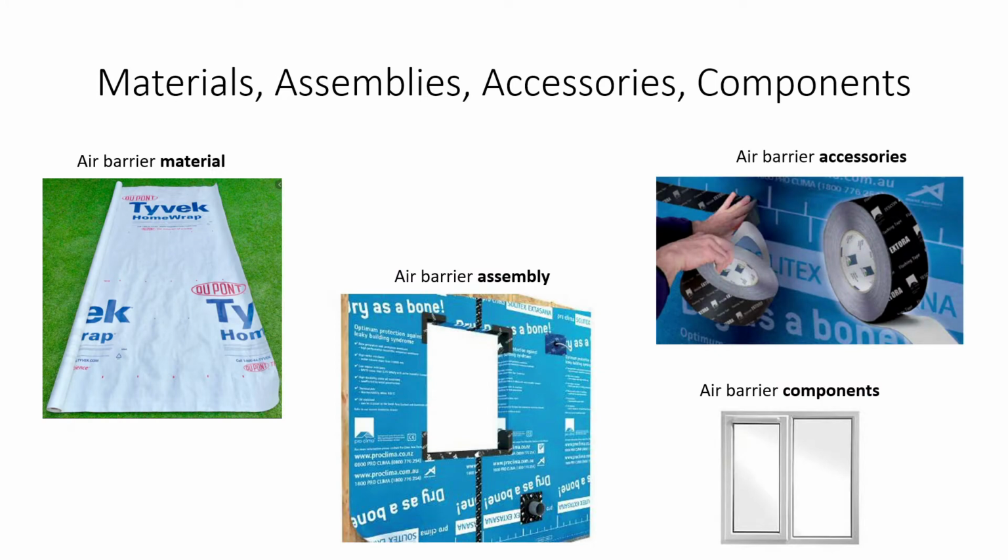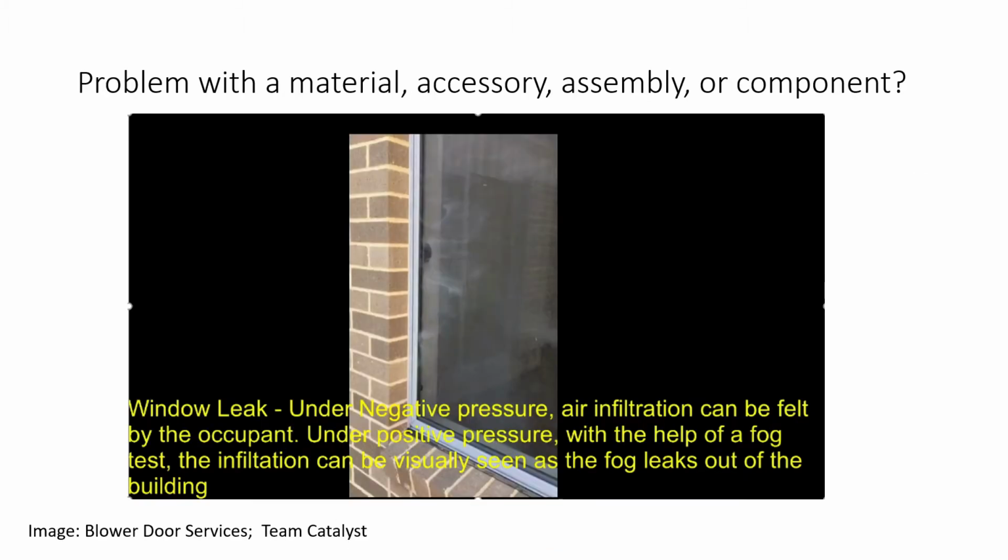So an air barrier material might be a wrap. The accessories might be the tapes to connect the wrap. And then the assembly, a wall assembly for example, is the wraps joined together by tapes. And those are then punctured. Your lovely air barrier wall assembly is punctured by components. And if those are not good components, that can be your failure point. So when you're doing a blower door test on any house, especially a passive house, you can find out where the problem is. Is it a problem with the material, an accessory, or a whole assembly, or is it just one component?